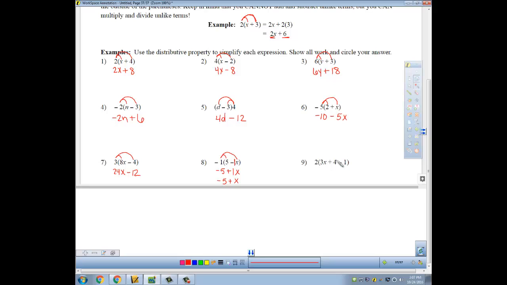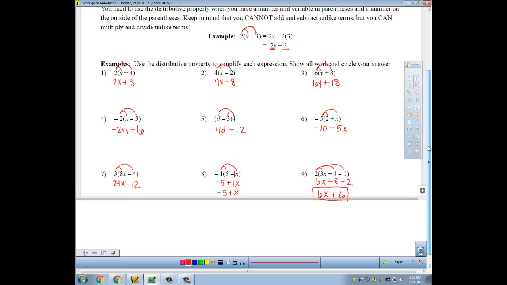Number 9, we have more terms, but that's okay. We have 2 times 3x is 6x. 2 times 4 is 8. And 2 times negative 1 is negative 2. Now, we're not quite done with this one because there's more terms, and we can combine some of these terms. I have a 6x here, no other x's, so I'm just going to rewrite it. But then I have 8 minus 2, which I can actually solve. 8 minus 2 is 6, so plus 6. So this is your final answer for this one.